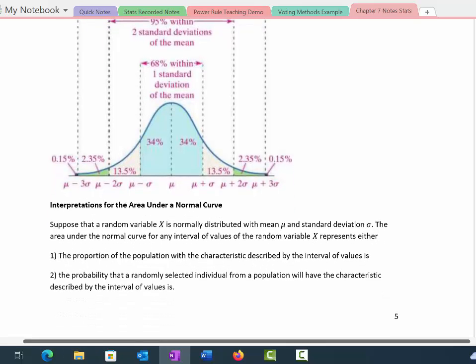So how do we interpret the area under the curve? Well, there's two ways that I can do this. One way, the proportion of the population with the particular characteristic that's described in the problem is blank. Or the probability that a randomly selected individual from a population having a particular characteristic that is described is blank.